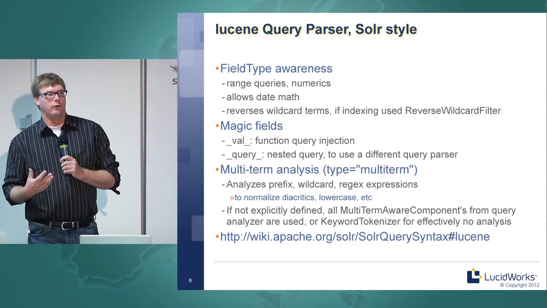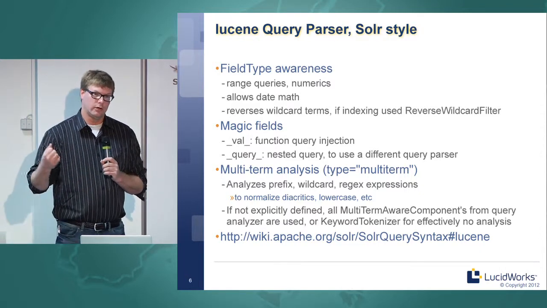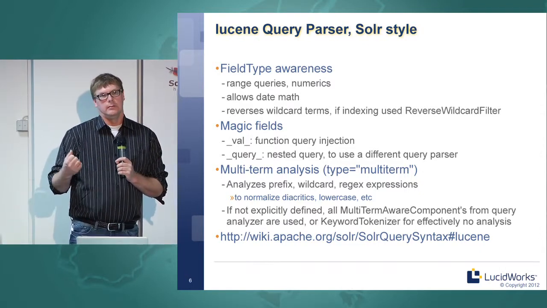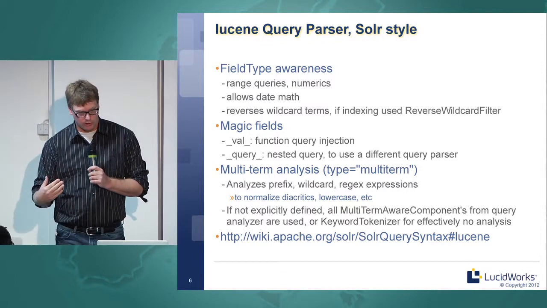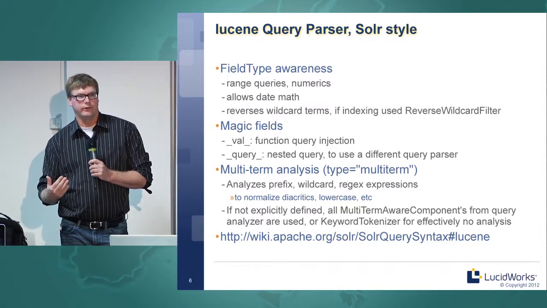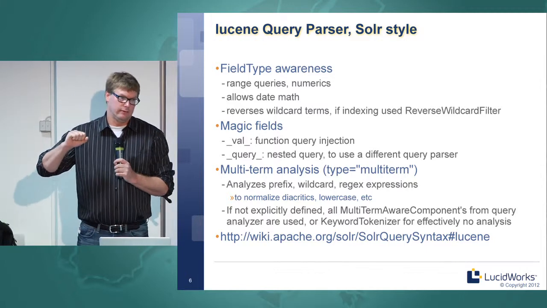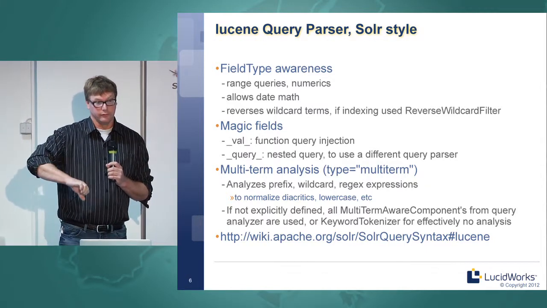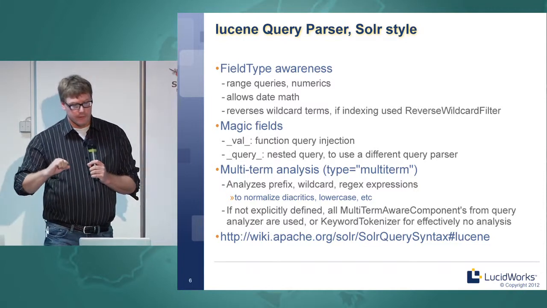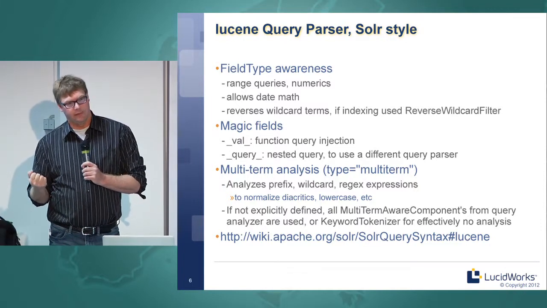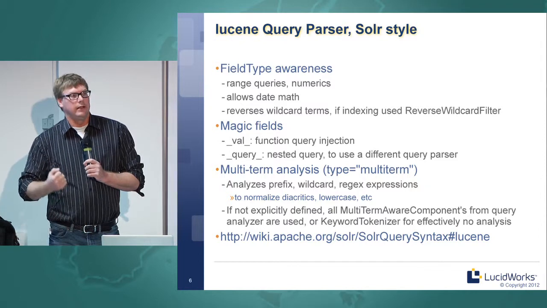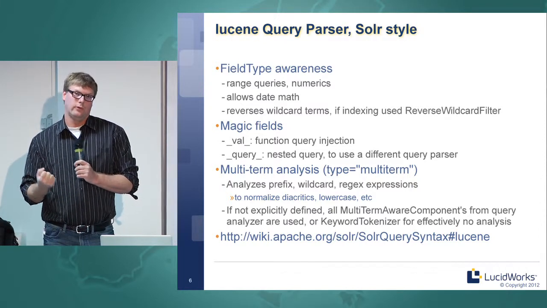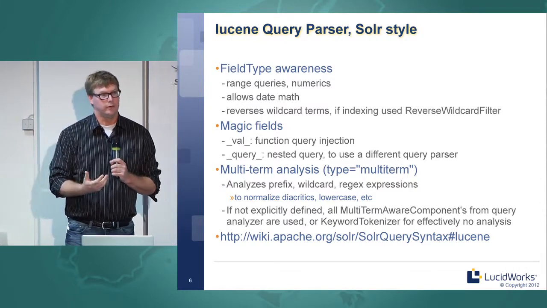There's a feature in there for reverse wildcards. So if you're searching for foo star, if you've used that reverse wildcard filter during indexing, the field type knows that, and the Solr extension of the Lucene query parser will recognize that the terms were reversed during indexing, and will reverse the terms also for the wildcard queries for increased performance.